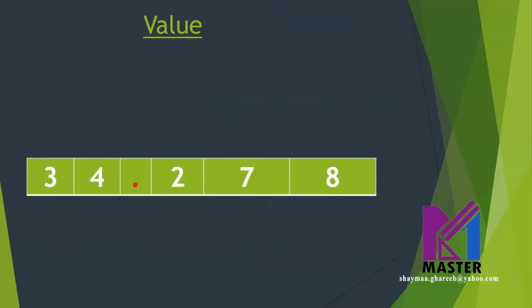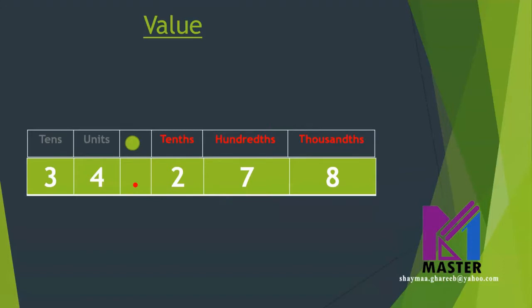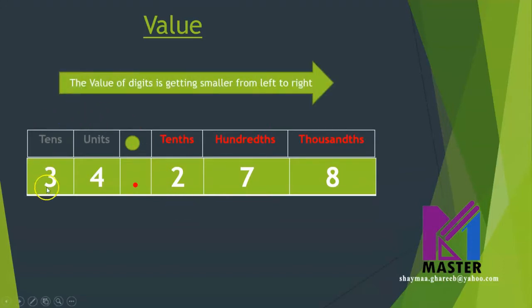Value. Look at this number here. It's number 34.278. As you can see, the value of each digit in a number is getting smaller from left to right. Let's see how. What is the value of the digit 3 here? It's in the tens place, then its value is 30. The digit 4 here, its value is 4 because it's in the units place or in the ones place.